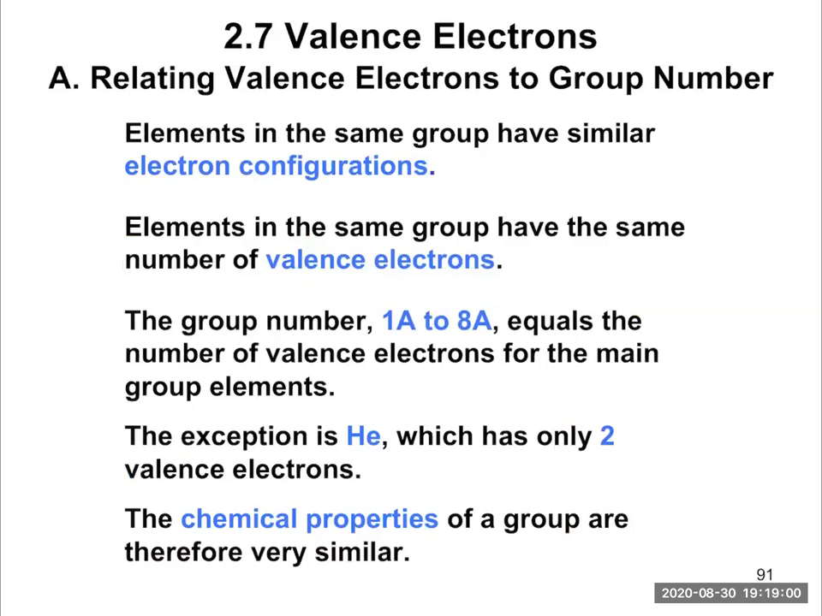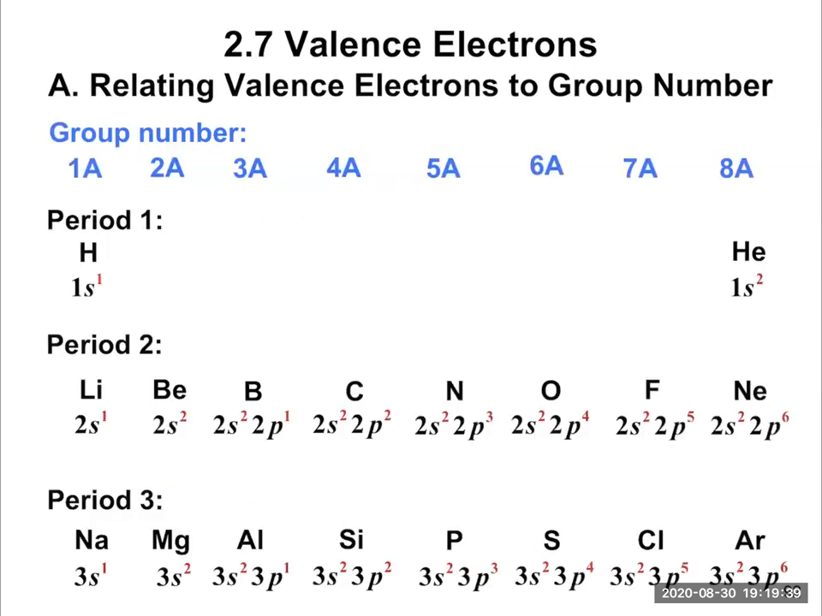Elements in the same group have similar electron configurations. So anything in group 1, their electron configuration will be similar. Anything in group 2, the electron configuration will be similar. They have the same number of valence electrons. So anything in group 1 will have 1 valence electron. Anything in group 2 will have 2 valence electrons. Anything in group 8, with the exception of helium, will have a full octet. The chemical properties are going to be the same since they have the same valence electrons.